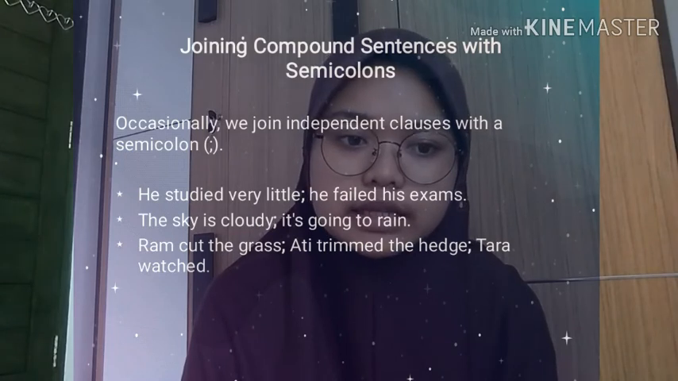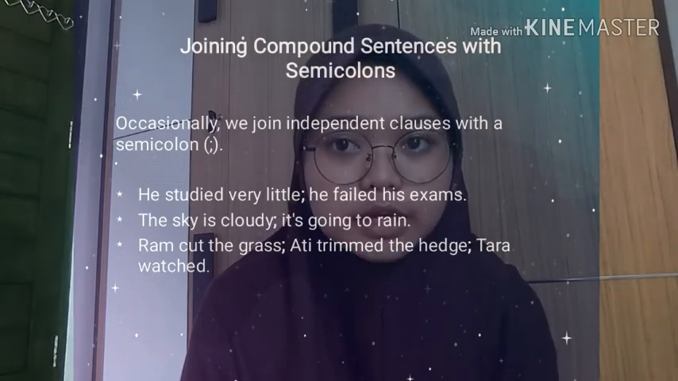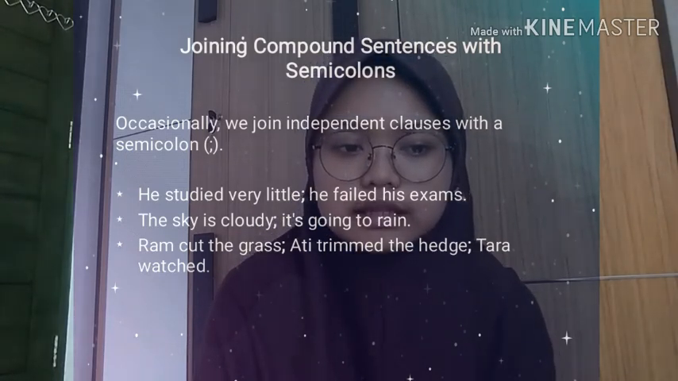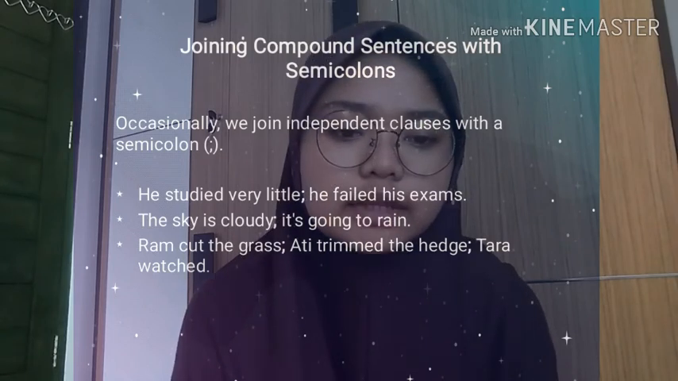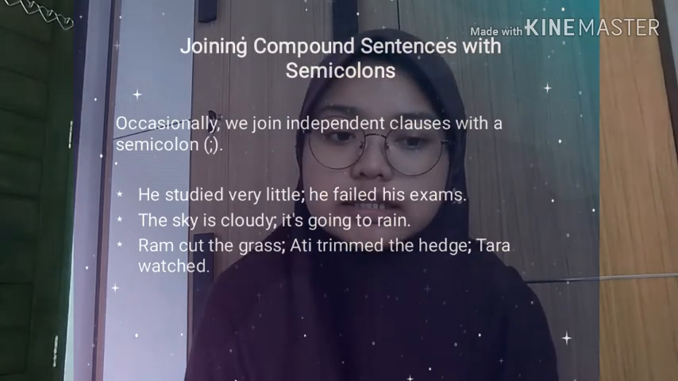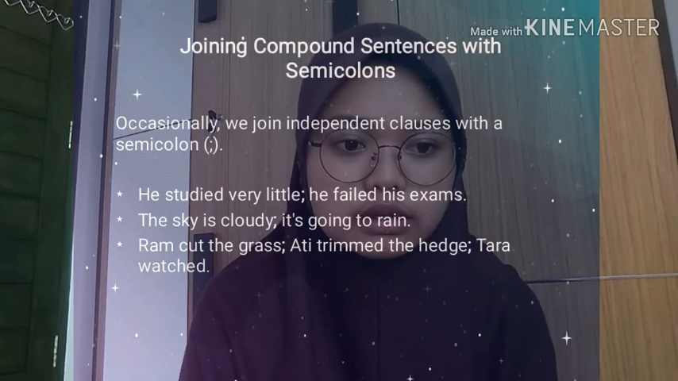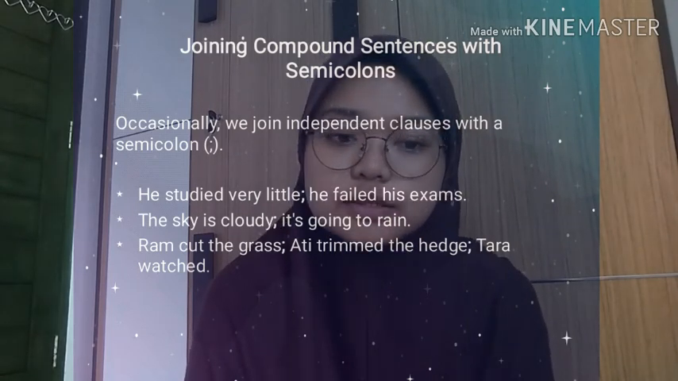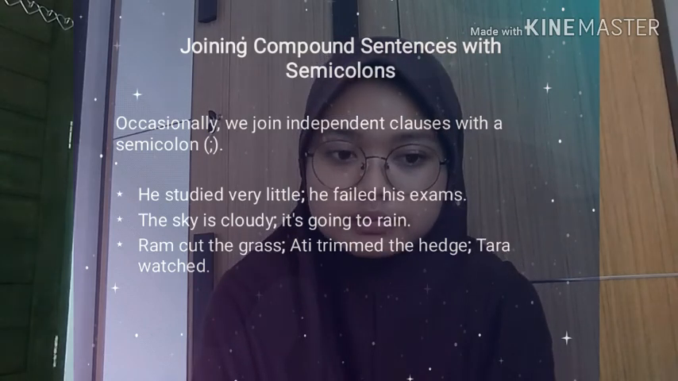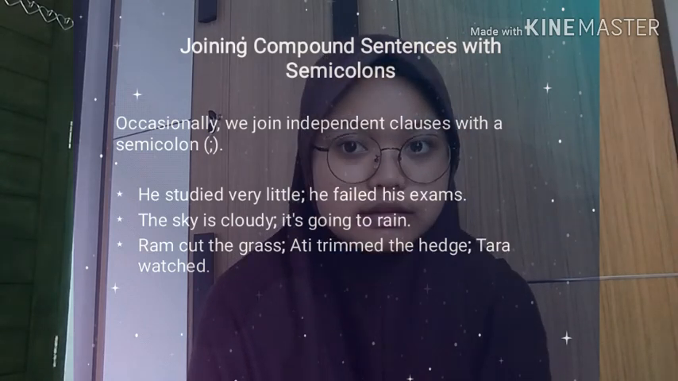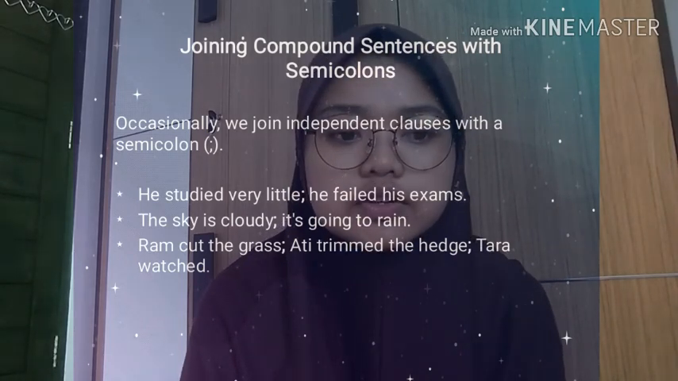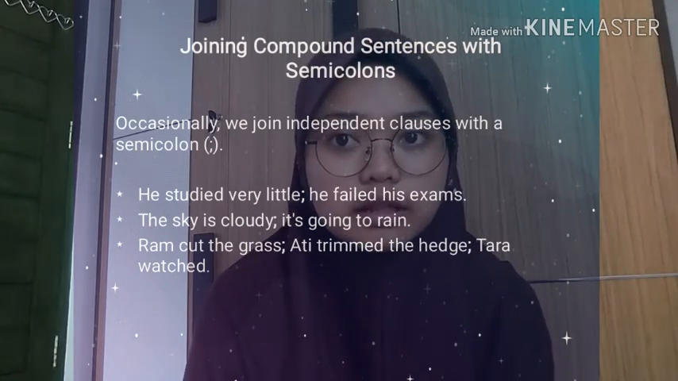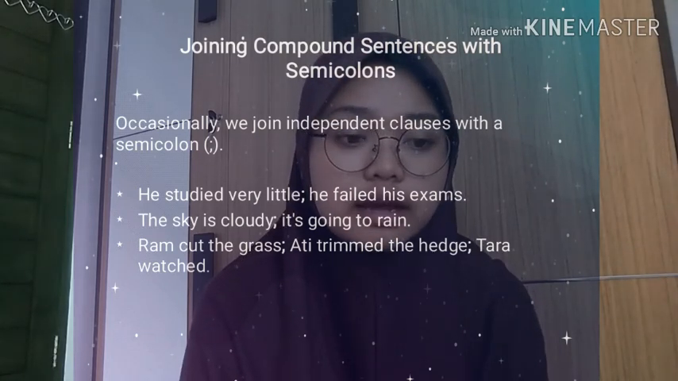Another example is: he studied very little; he failed his exams. And: the sky is cloudy; it is going to rain. The last one is: Ram cut the grass; Ati trimmed the hedge; and Tara watched it.